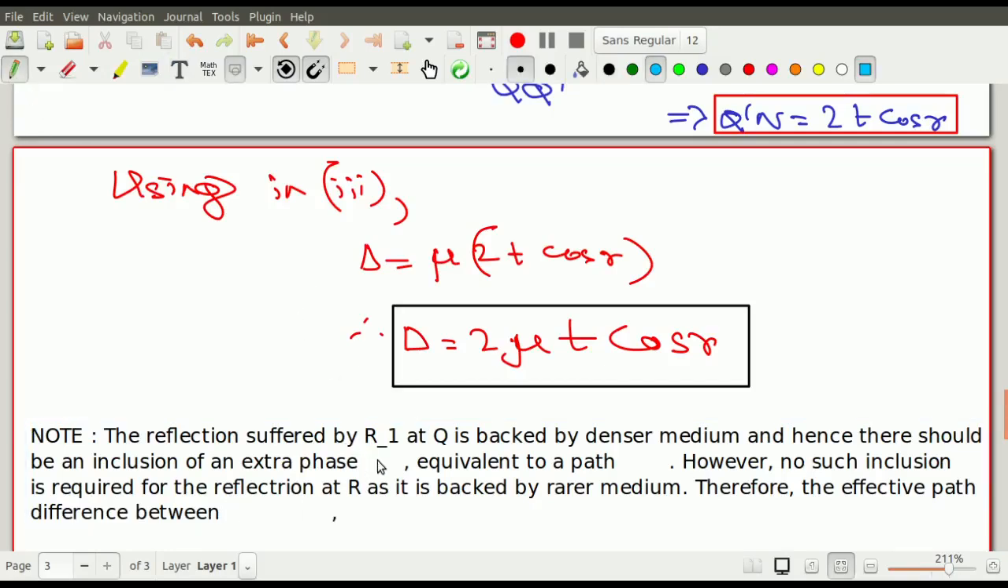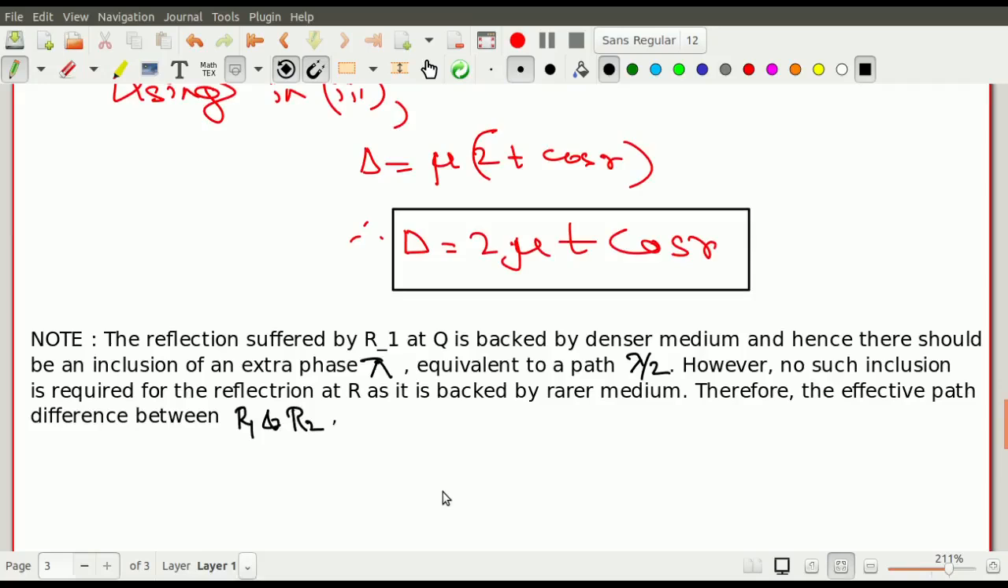Okay, let me fill in the blanks first. There should be an extra phase change of pi equivalent to a path length of lambda by 2. However, no such inclusion is required for the reflection at R as it is backed by the rarer medium. Therefore, the effective path difference between R1 and R2, তাহলে R1 and R2 এর মধ্যে effective path difference কত হবে? There should be an extra phase pi. Extra ব্র্যাকেট এখানে লিখে রাখো, এটাকে abrupt phase change বলা হয়, abrupt বা sudden এরকম বলা হয়.